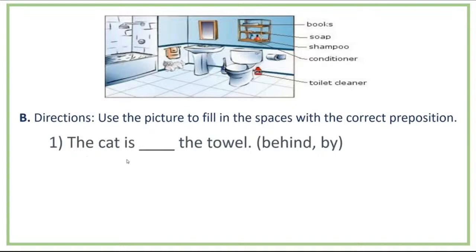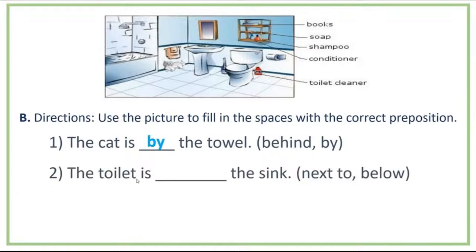The cat is blank the towel, behind or by. Answer is, the cat is by the towel. Number 2. The toilet is blank the sink. Answer is, the toilet is next to the sink.